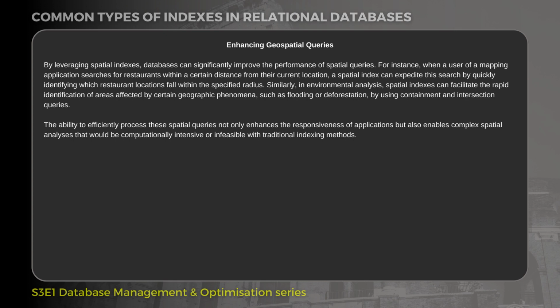Similarly, in environmental analysis, spatial indexes can facilitate the rapid identification of areas affected by certain geographic phenomena, such as flooding or deforestation, by using containment and intersection queries. The ability to efficiently process these spatial queries not only enhances the responsiveness of applications but also enables complex spatial analyses that would be computationally intensive or infeasible with traditional indexing methods.